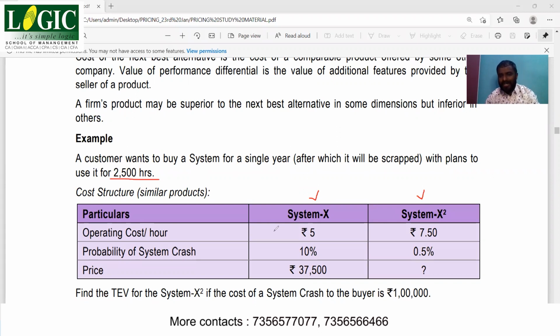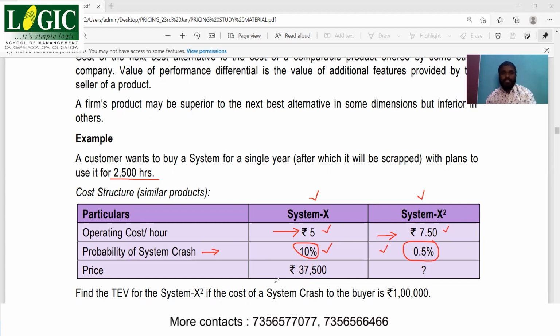Operating cost per hour. What is the interpretation of this ₹5? If system X is operated per hour, it will cost ₹5. On the other hand, system X2 will incur a cost of 7.5 rupees per hour. Probability of system crash, just like our breakdown: for X it is 10%, whereas the chance of system crash of X2 is 0.5%. So although the operating cost of X is less as compared to X2, the chance of crash is more, and for our product, at 0.5%, the chance is very low.